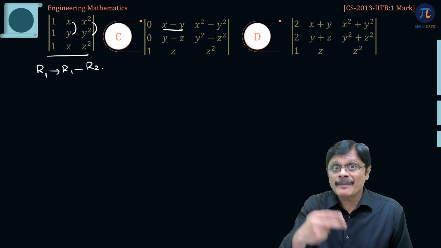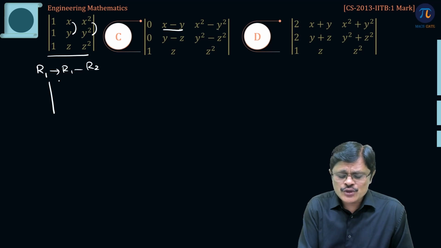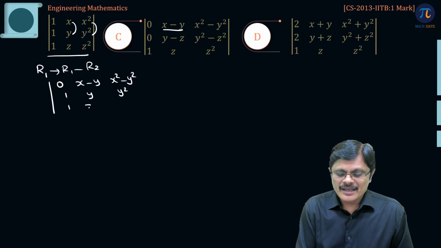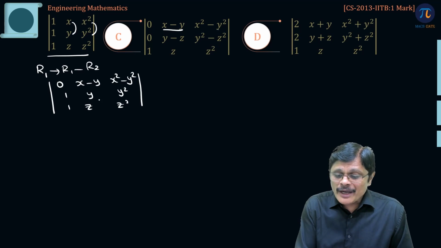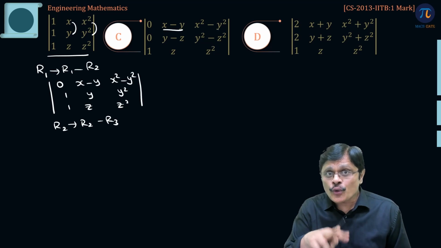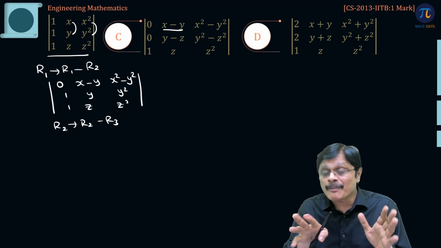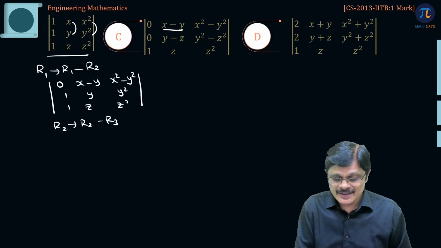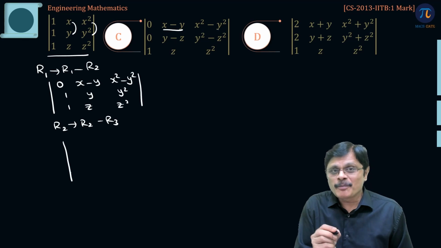See, these are two separate operations. So here you get 0, x minus y, x square minus y square, and this is as it is. In the next step, you want y minus z, no? Then you can do R2 is R2 minus R3. See, these two row operations need to be performed separately. You cannot do it at a time, remember. That is the trick in this particular problem, sir.